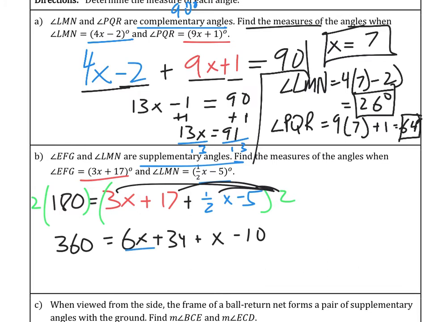What we do here is we combine like terms. And so we get 7x. Combine the 34 minus 10. That's going to be 24. And we got 360. Let's get the 24, get all the constants on one side. Remember that? So that's 336.